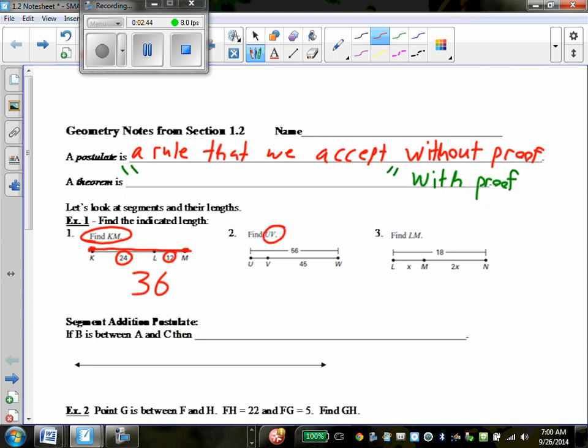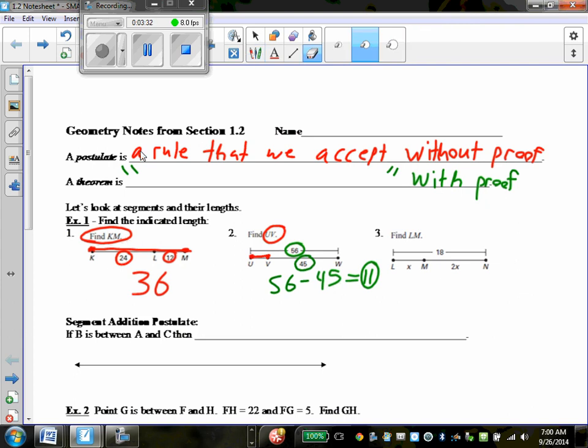Second example, let's say we want to find UV. Well, what is UV? That would be the distance between those 2 points, U and V. So we want that little segment right there. We're told from this information here at the top that going all the way from U to W is 56. We also know that VW is 45. So if we wanted to find UV, all we would need to do is take the 56 total and subtract out that 45 that we see VW to be. That leaves us with a length of 11, which is what UV has to be for this situation to work out.